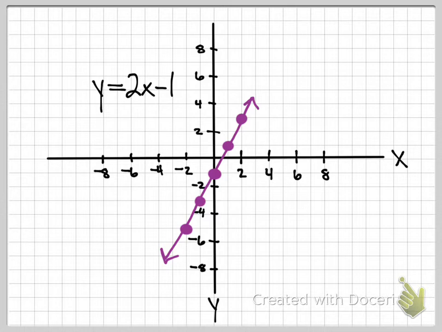Yes, Jonathan? Do you need to label the points? You do not have to label the points. That's a very good question. All I want is just the points. Your label on these is actually to write the equation on the graph that you graphed.